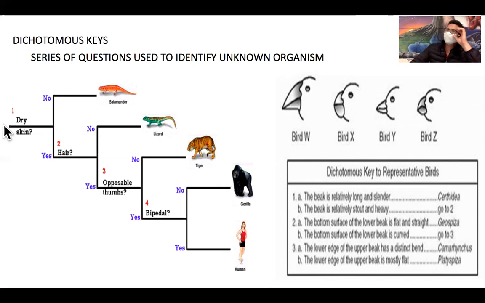So if I blindfolded you and presented you with an animal and I said, okay, you can reach out and touch it. You reach out and touch the animal and I ask you, does it have dry skin or is it gooey and wet? You reach out and touch it, you're like, oh my God, it's gooey and slimy. What are you touching based on this dichotomous key? I said, is it dry? You touch it and you say no. What is it? Salamander.